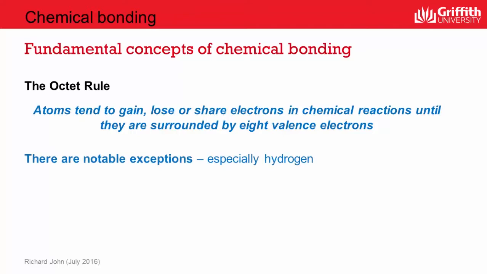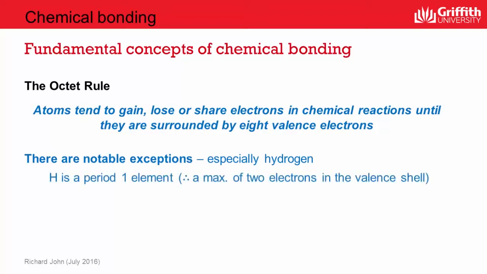Now, there are some notable exceptions to the octet rule, which we'll consider in subsequent videos, but for now we need to highlight that hydrogen will always be an exception. Hydrogen is a period 1 element and therefore can only accommodate a maximum of 2 electrons in its valence shell.